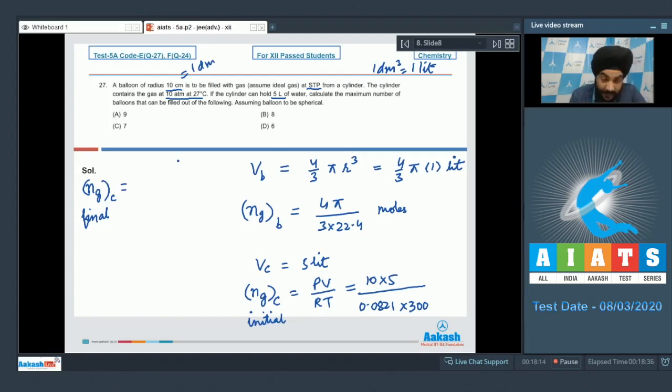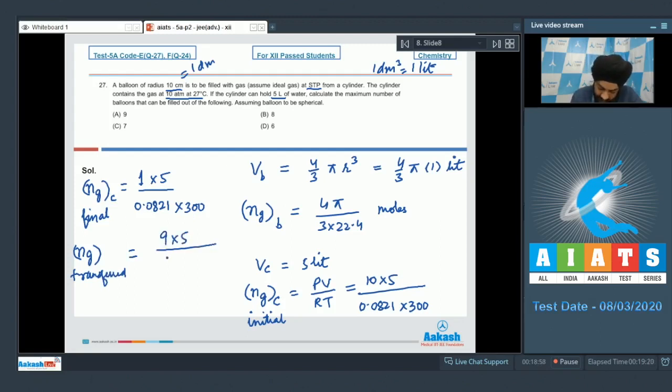So that shall be equal to PV by RT again, and the pressure this time shall be 1 atmosphere. The volume is 5 and the R and the T values are the same, students. There is 0.0821 for R, and then the temperature is 300. So students, if we talk about the actual number of moles that are going to get transferred from the cylinder to the balloon, we have to take the difference between these two numbers. So if I talk about the number of moles of gas actually transferred, this shall be equal to the difference between these two numbers, and that will come out to be 9 into 5 divided by 0.0821 into 300.